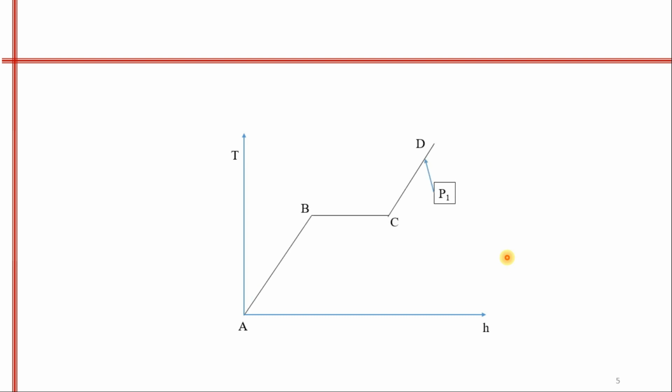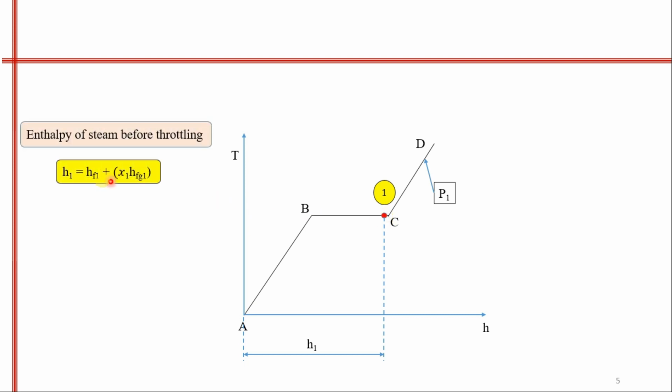First, we are having some pressure and we have collected a sample of wet steam. Wet steam is present between point B and C. So we have collected the sample from this point, which is in the wet region. The enthalpy of this point is equal to hf1 plus x1 hfg1. I already explained this equation in the properties of steam chapter. This is the enthalpy of wet steam.